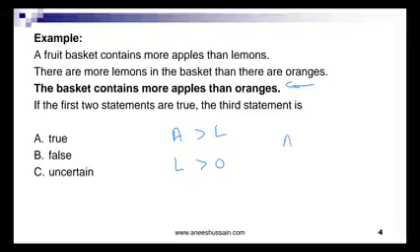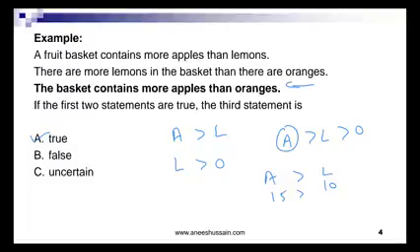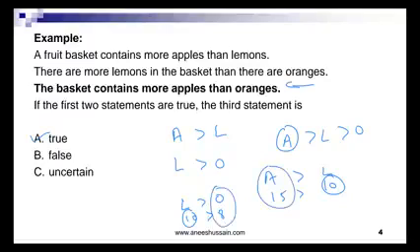Okay, apple is greater than lemon, and lemon is greater than orange. So obviously apple is the greatest among the three. So yes, the basket contains more apples than oranges. That's correct. Apple is the greatest, so definitely it is bigger than oranges. You can also take a number here. Apple is greater than lemon. Lemons we said is 10, so apples are 15. And then lemon is greater than orange. So if lemon is 10, because lemon was 10 here, then orange has to be less than 10. So let's say it is 8. So is apple more than orange? Absolutely correct. Okay, so the answer will be A.